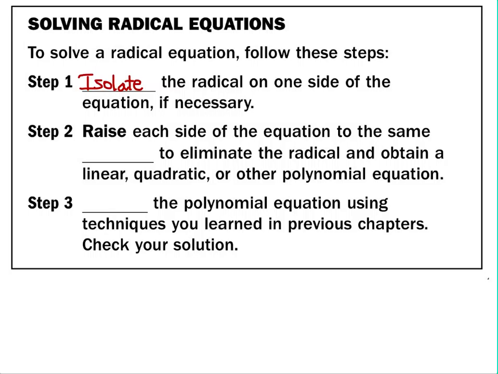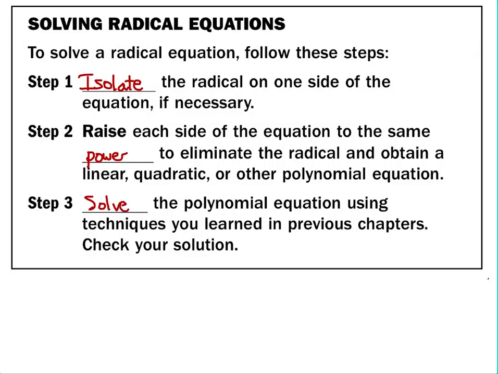Step 2 is raise each side of the equation to the same power to eliminate the radical and obtain a linear, quadratic, or other polynomial equation. The idea here is get rid of the radical, get rid of the square root or the third root or whatever, so that it becomes a type of problem you've seen before. And then finally, it says solve the polynomial equation using techniques you learned in previous chapters.